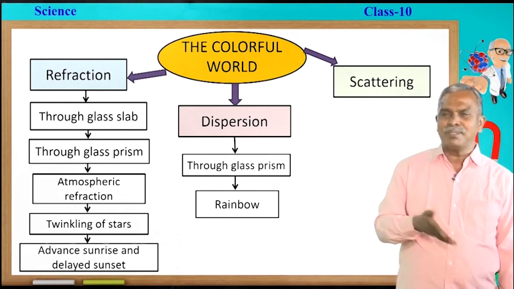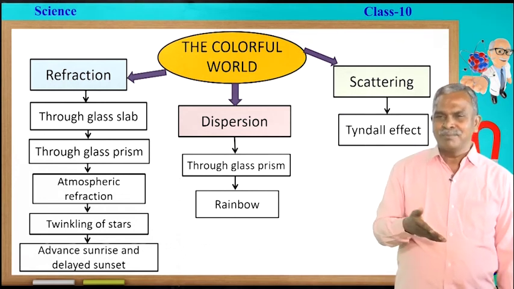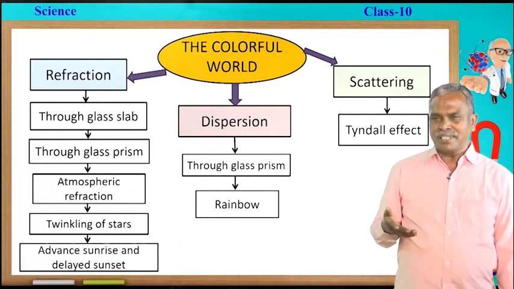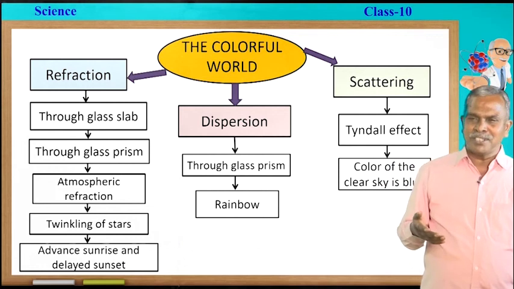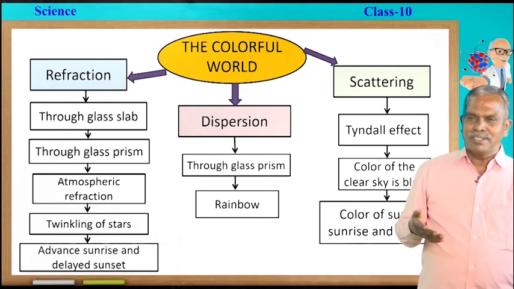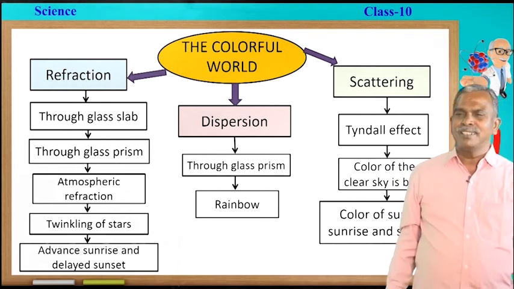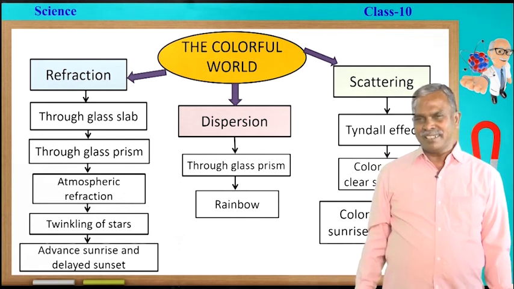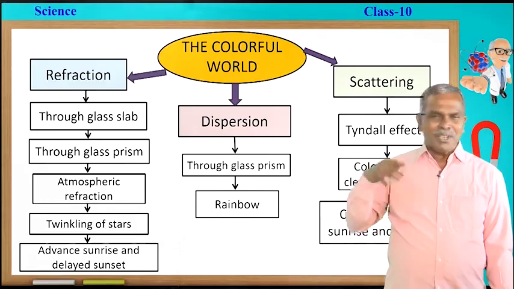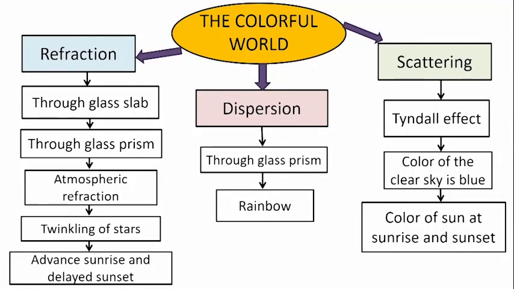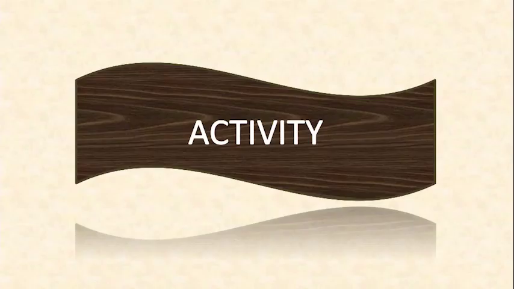Then scattering of the light, just today we discussed, and Tyndall effect. Next, the color of the sky appears to be blue. The next, the color of the sun during sunrise and sunset. So, in this manner, by using the mind map, recall all the important points and try to elicit them in the form of the important aspects.